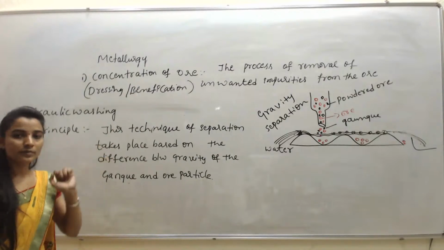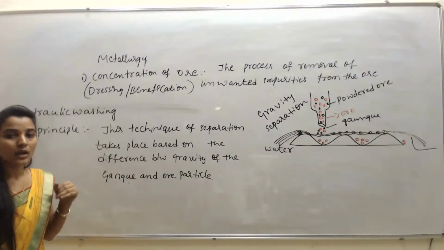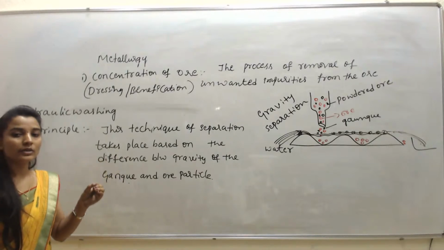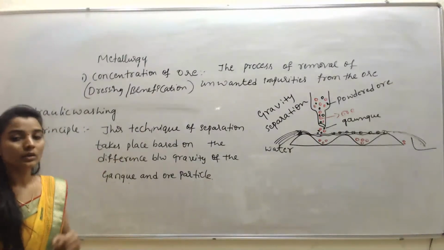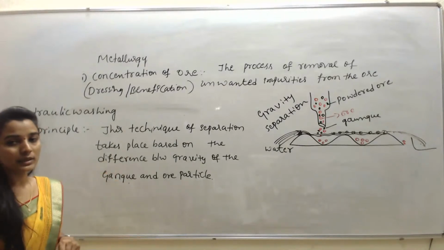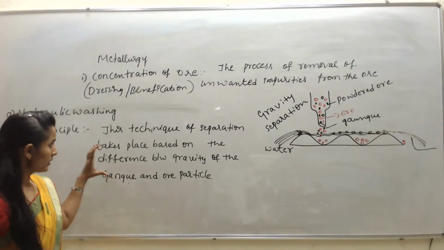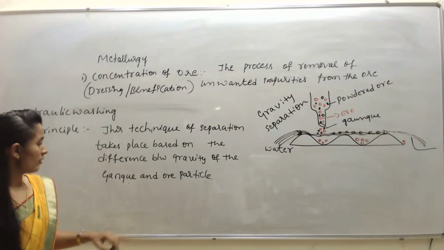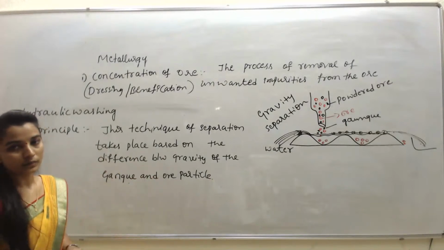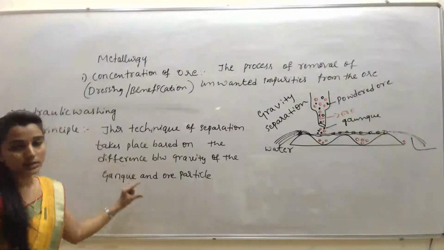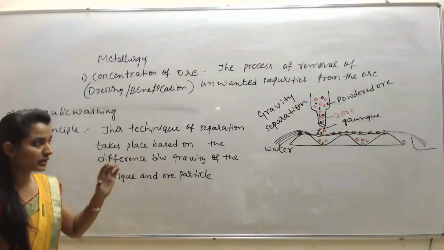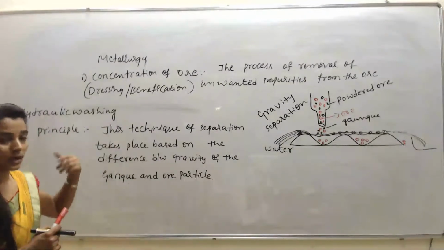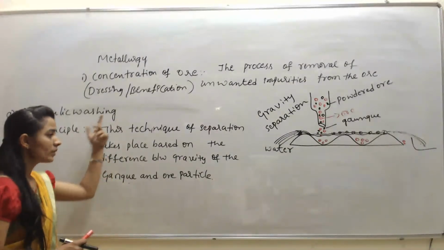When the powdered ore is subjected to an upstream of water, the high gravity ore particles are collected in the lower medium, and the lighter gravity particles, which are gangue particles, are carried away by the water. Then they can be easily separated by this technique. This technique of separation takes place based on the difference between gravity of the gangue and the ore particle. So write this clearly in the notebook because this is very important for 2 marks, and a must for 1 mark. The 1 mark question I told you, either the composition of froth or the principle of any one of these techniques.